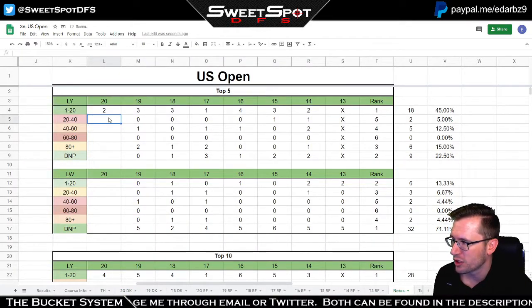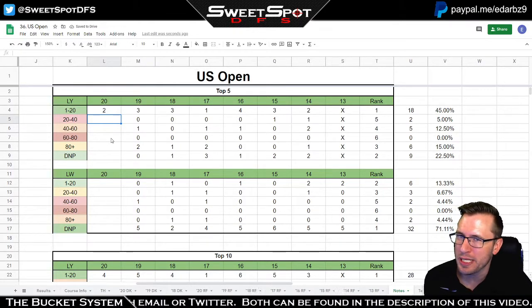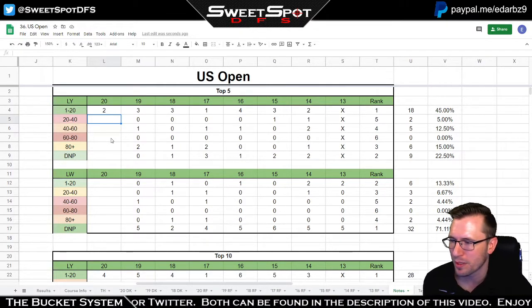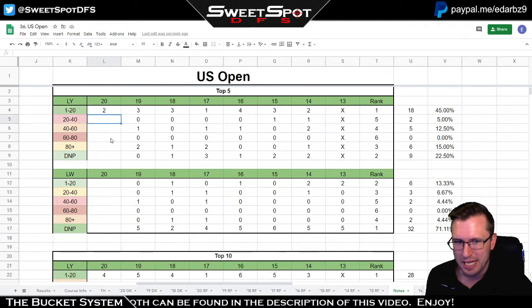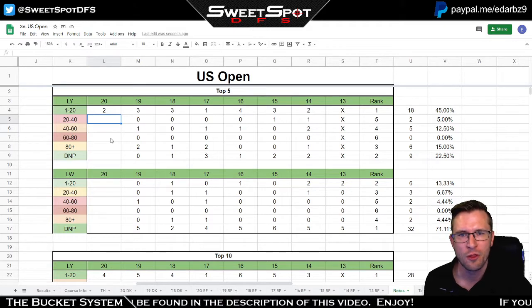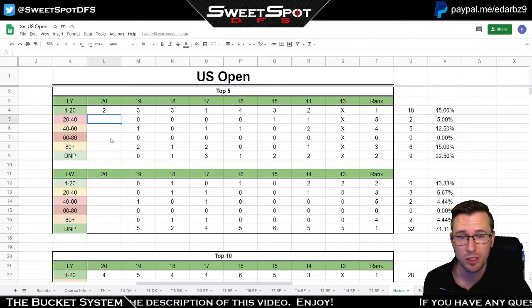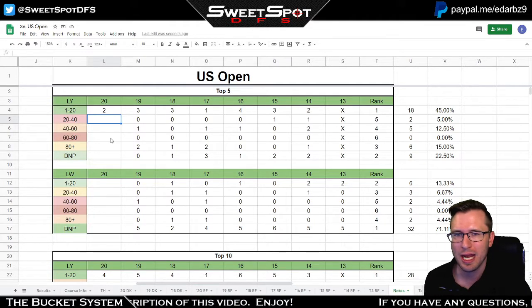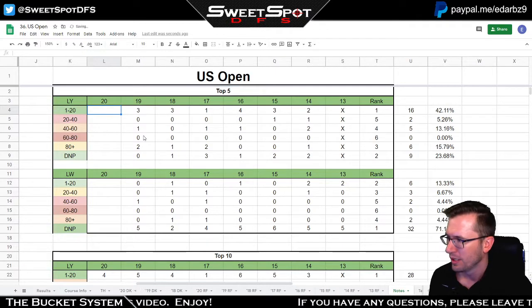It just goes to show this kind of history repeats itself a little bit. That's kind of what the bucket system does. It helps with that. So that's another layer to this whole thing, and that's one of the ways that I utilize it. Another way I utilize it is using the percentages off to the right.